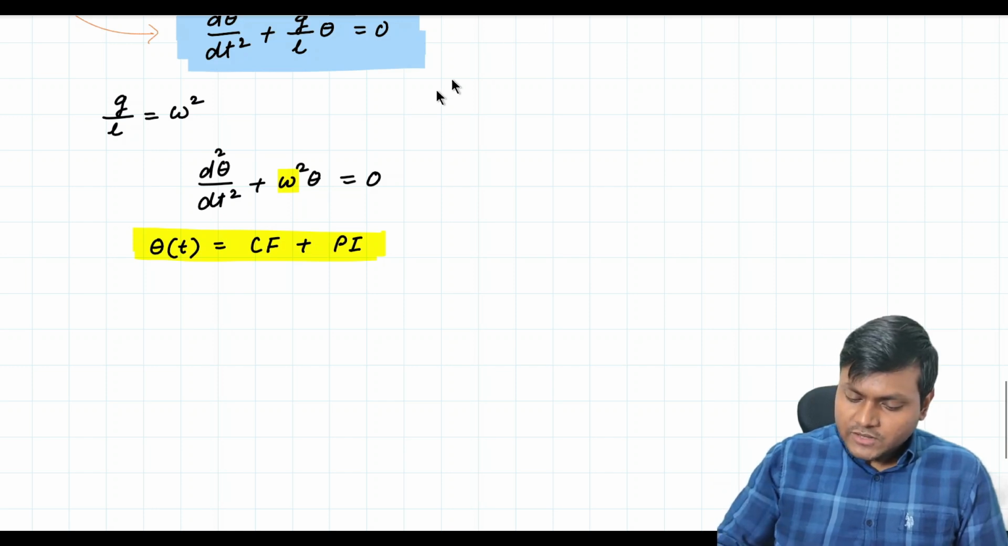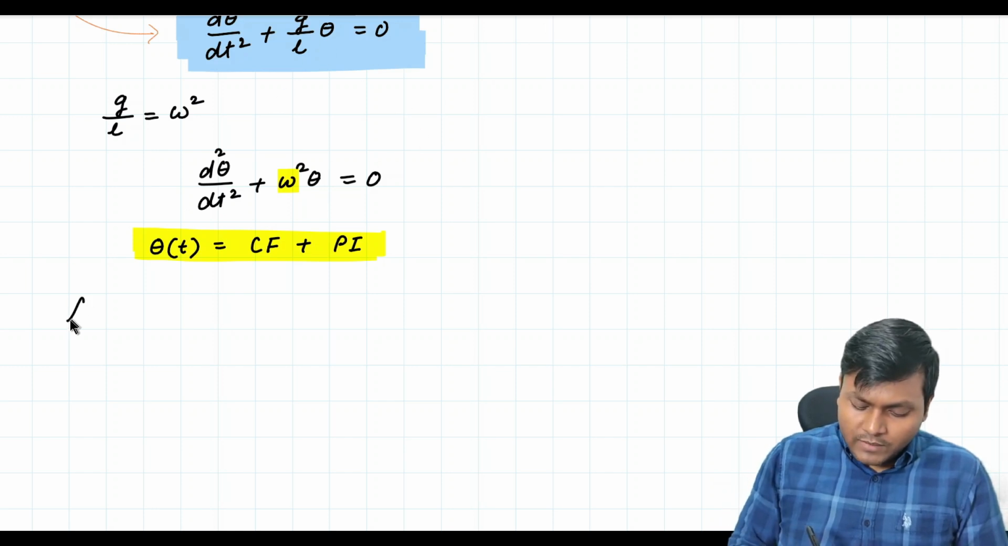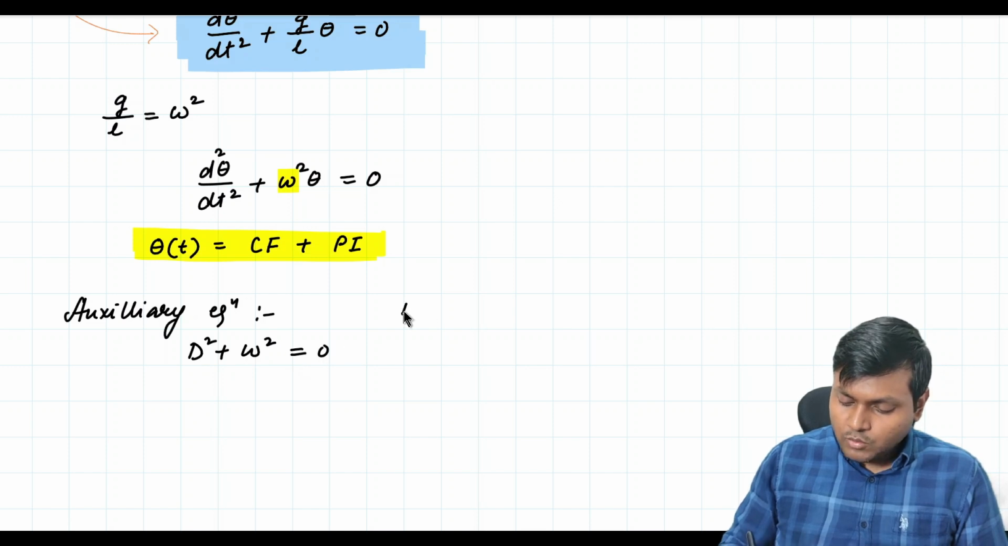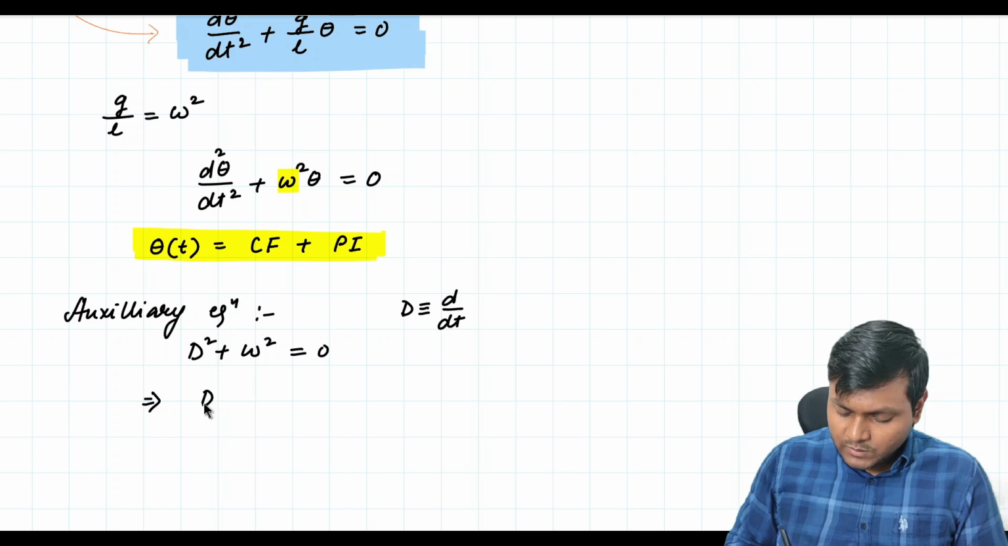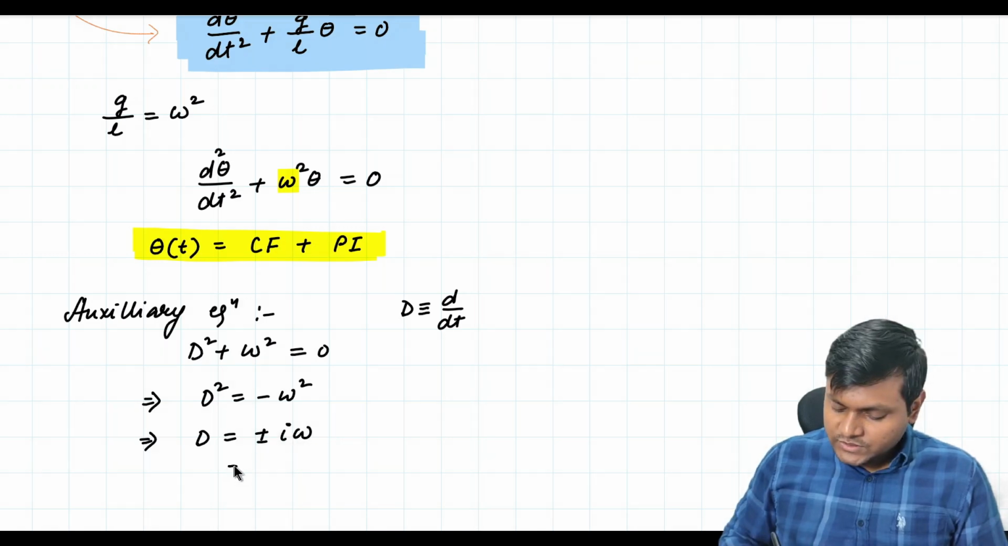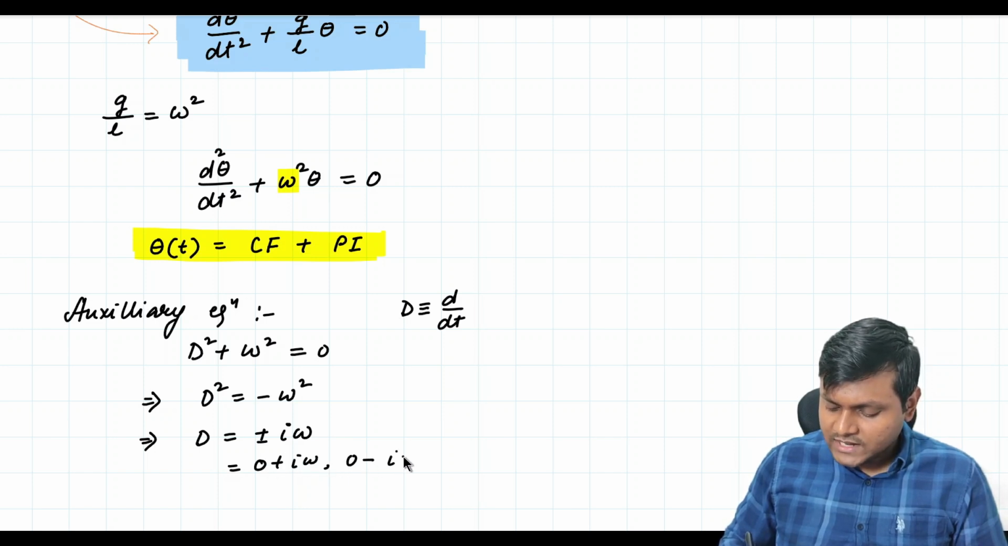So differential equations of this form can be solved by looking at what is known as the auxiliary equation. D square plus omega square is equal to 0, where D simply is a representation of the second order derivative that we have here. If I solve this, this simply becomes D square is equal to minus omega square, or D is equal to plus minus i omega. So this is a complex root: 0 plus i omega and 0 minus i omega.